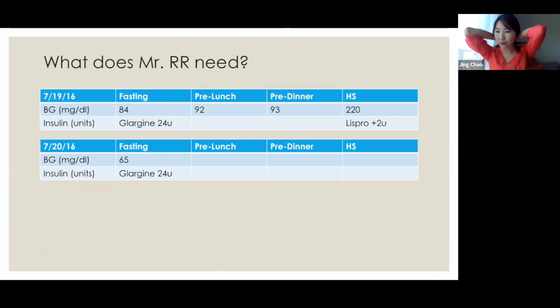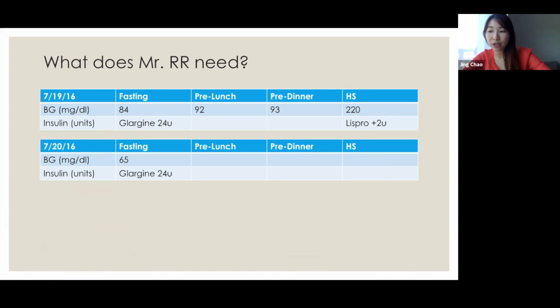All right, very quickly, I want to demonstrate the concept of adding nutritional insulin to a patient who's previously only on basal insulin alone. This is a true patient, Mr. RR. You have his blood sugar data shown here. He is on Glargine 24 units given once a day in the morning.